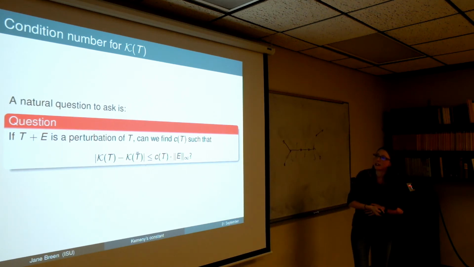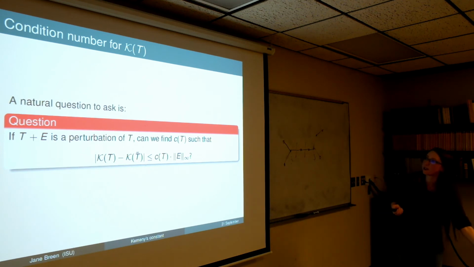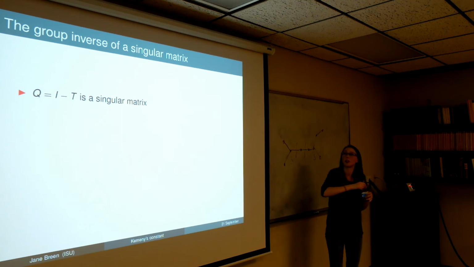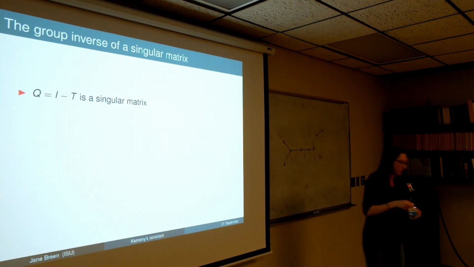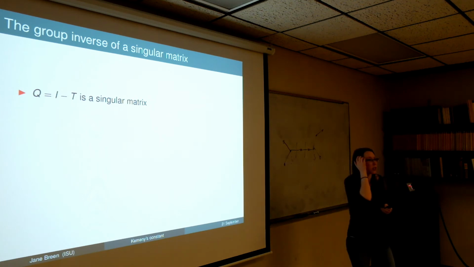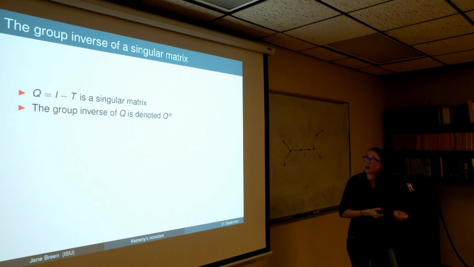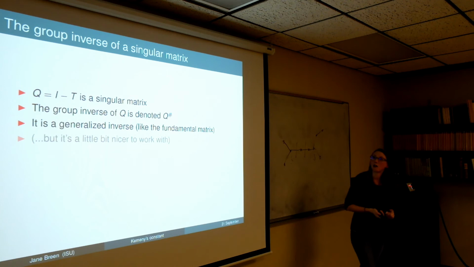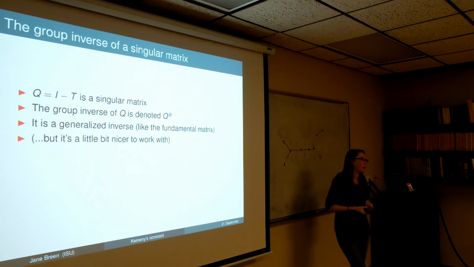And so, one of the tools we're going to use for this is a different generalized inverse called the group inverse. So I'm going to let Q be I minus T, the identity minus the transition matrix. That's a singular matrix because it has an eigenvalue 0. Then Q sharp is what we use to denote the group inverse. And it's a type of generalized inverse like the fundamental matrix Z is, but it's a little bit nicer to work with, in my opinion.